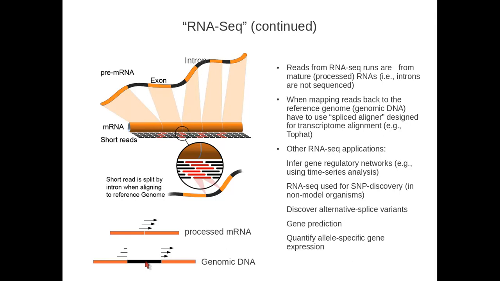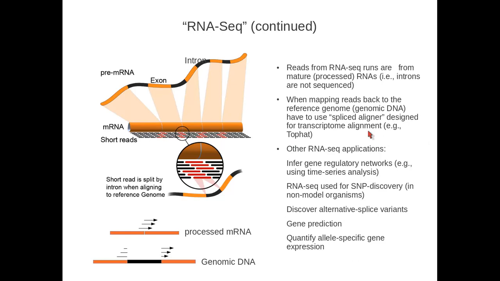Of course, our reference genomes, like I described in the previous lecture, are really always genomic DNA. So when we map the reads back to the genomic DNA, and the reads span the position where an intron existed in the reference genome, the reads now get split. Here's the intron, here's the beginning of these reads, here's the ends of these reads. So we have to use what we call splice aligners. These are splice-aware alignment algorithms. You may have heard of TopHat. It's probably the most common algorithm.